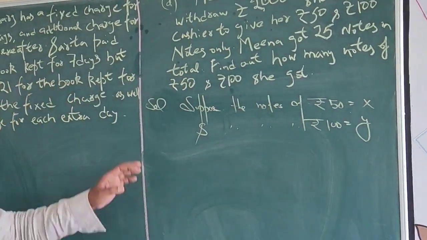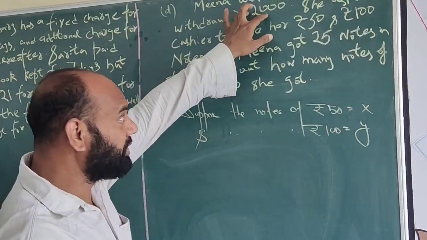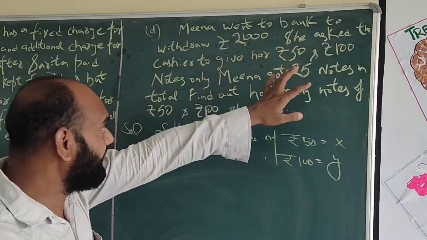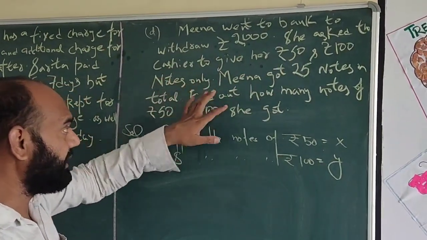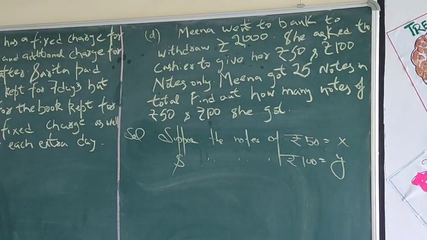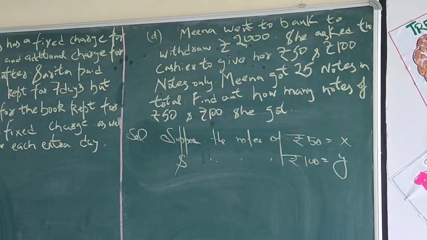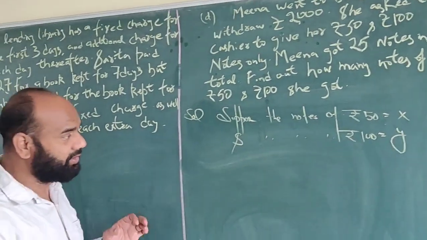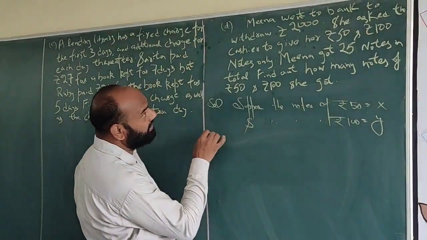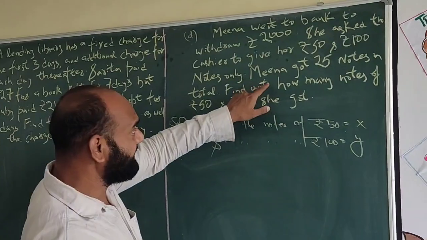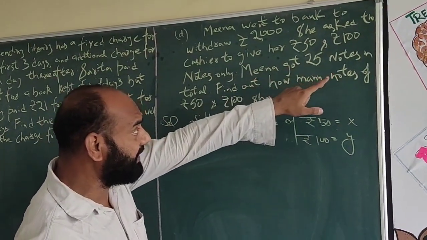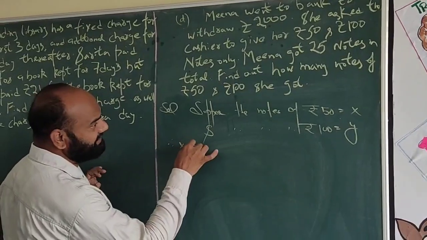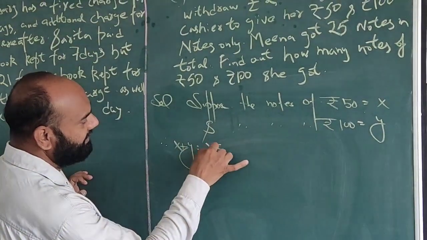Then Meena withdrew rupees 2000. She asked the cashier to give her rupees 50 and rupees 100 notes only. Meena got 25 notes in total. Find out how many notes of rupees 50 and rupees 100 Meena got. So in this question it is given that Meena got 25 notes in total. Therefore, x plus y is equal to 25.